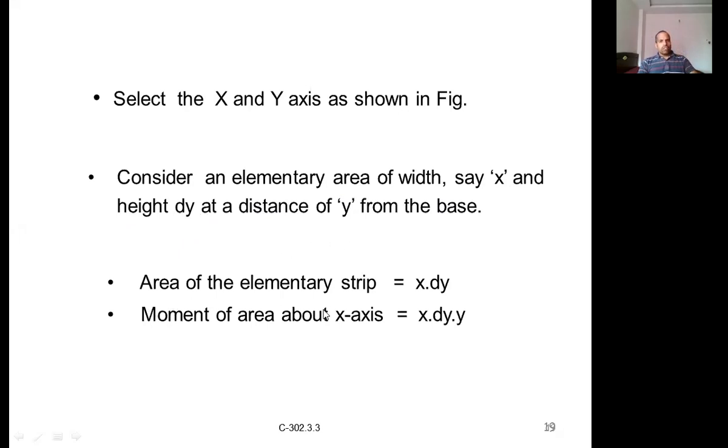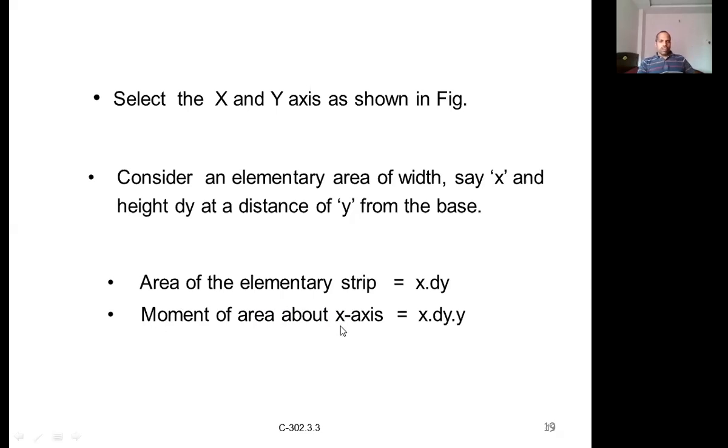Now, what is the area of the elementary strip? The elementary strip is just like a rectangle because it is very small. Even though there is a small variation at the ends, it is so small that you can assume it as a rectangle. What is the area of a rectangle? Width into thickness. Width is x and thickness is dy. That's why it is x into dy.